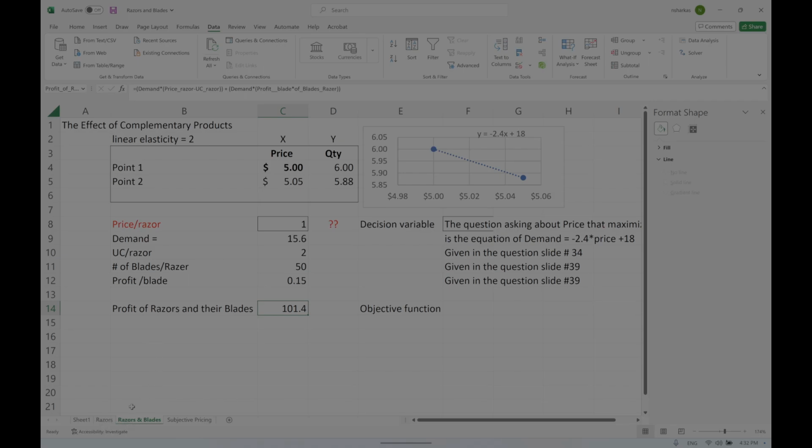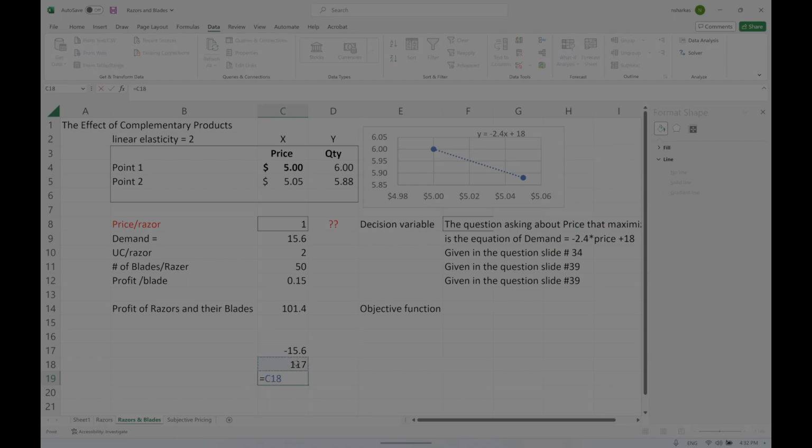This is not very interesting without actually computing things. So if I have the demand times the price minus the unit cost, that would be the profit of razors. I will actually get a loss in razors. So where am I getting my profits from? In fact, you're getting your profits from demand multiplied by 50 times 0.15, right? And this is where you're getting your profits from.